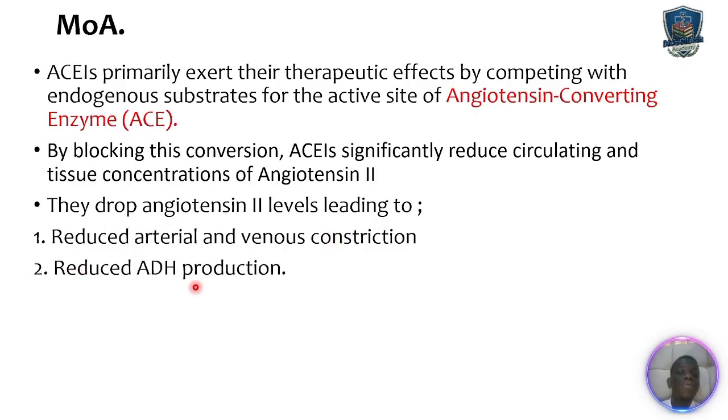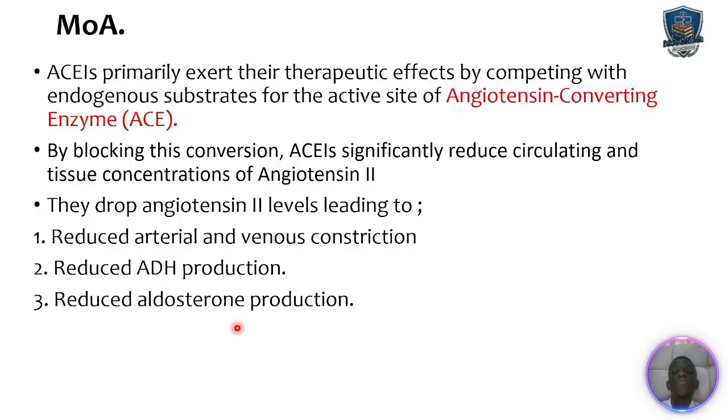It also leads to decreased ADH production. Remember, ADH is also called vasopressin. ADH leads to water reabsorption from the kidneys, which leads to an increased venous return, increased preload, increased stroke volume, increased cardiac output, and increased BP. Apart from that, ADH, or vasopressin, also tends to constrict our vessels. So when we have a decrease in angiotensin 2, there will also be a decrease in ADH production. Number three, it also reduces the production of the aldosterone hormone.